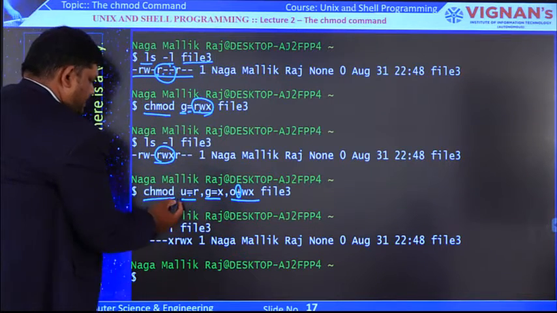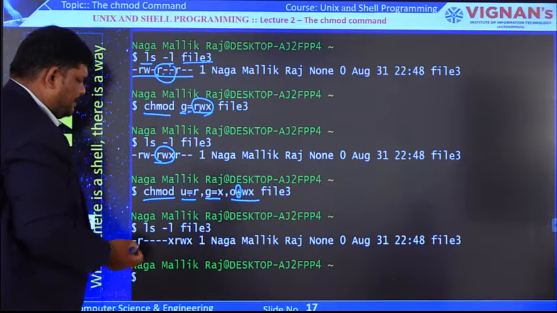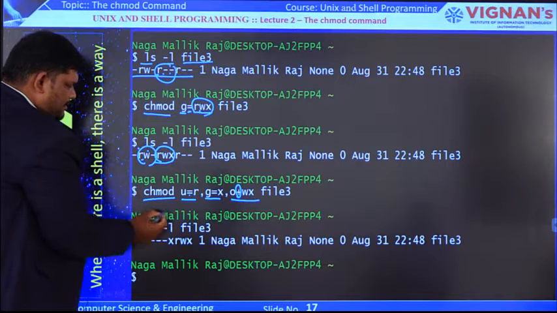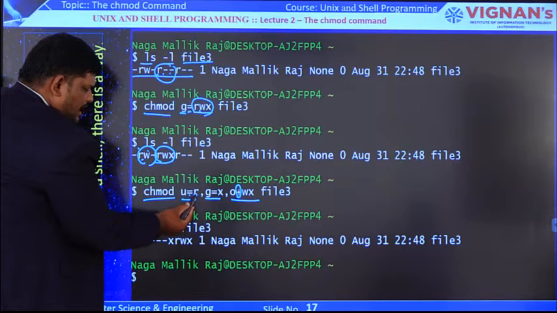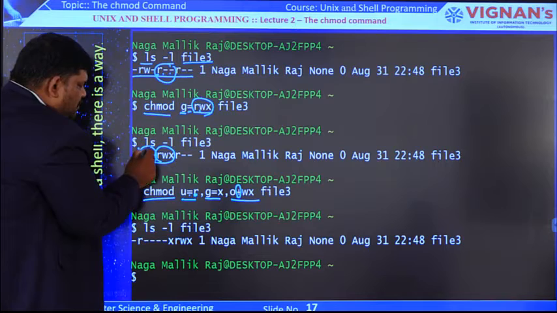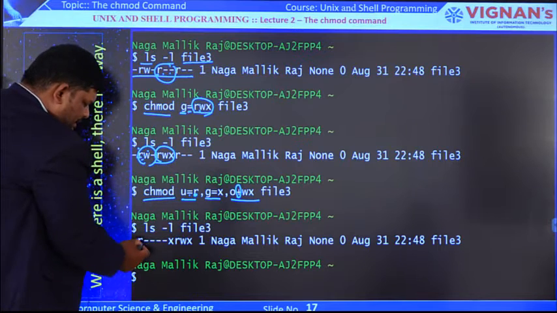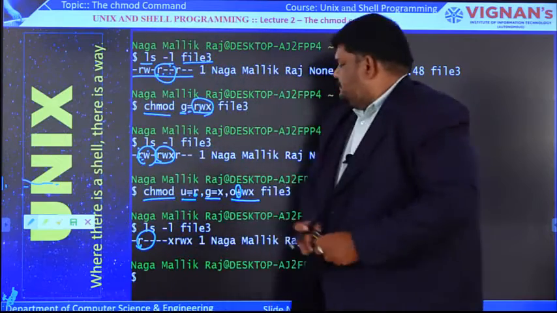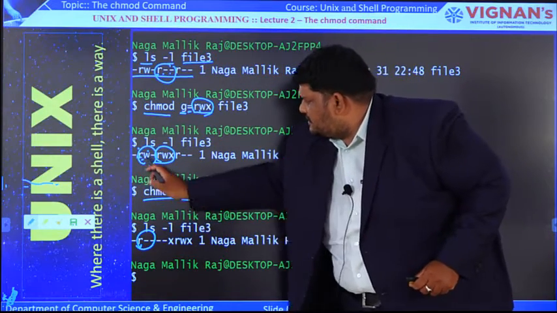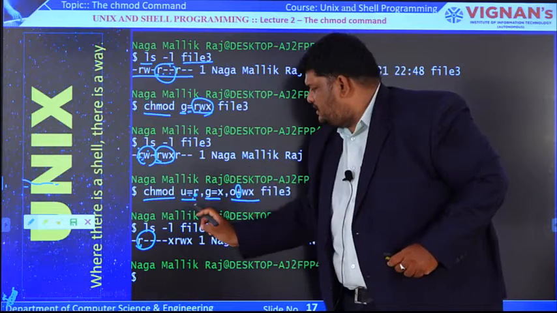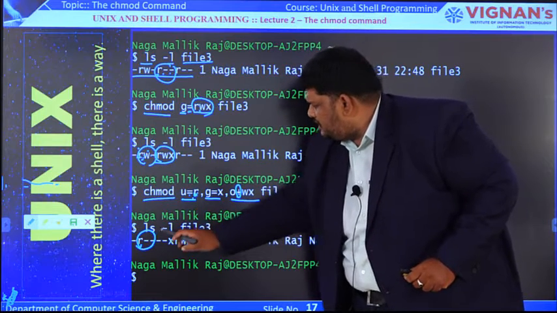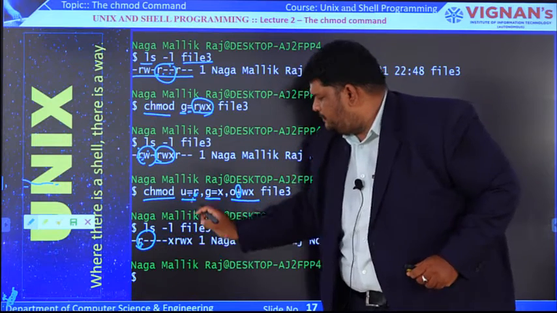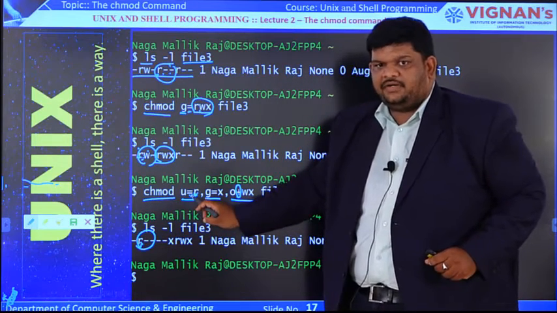File 3. For user, what we have written here is R. Before that, user read is there, write is there. Now we are setting the permission with R, which means it will remove all existing permissions and replace them with only R. So previously read was there, write was there. Now with the help of this new one it will change. That means only R will exist, no write, no execute. That is the use of the equal to operator.